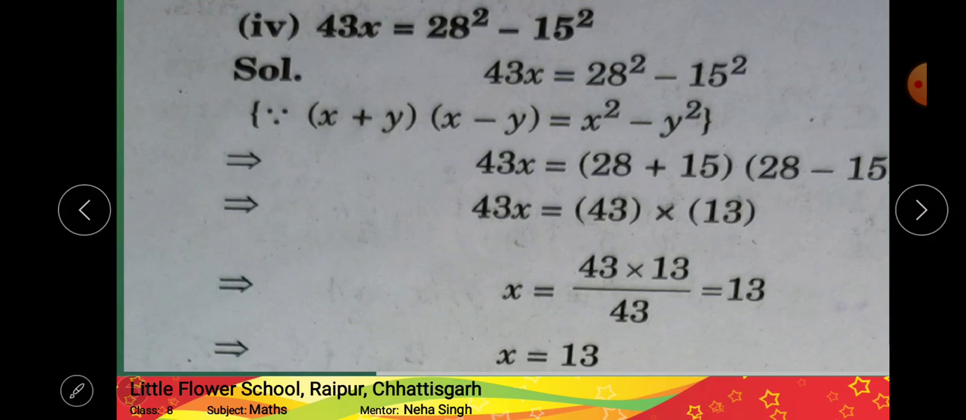Next, 43x equals 28 square minus 15 square. All the method is same. You have to apply the same formula. You can go through the solution and note it down in your copies. Okay?